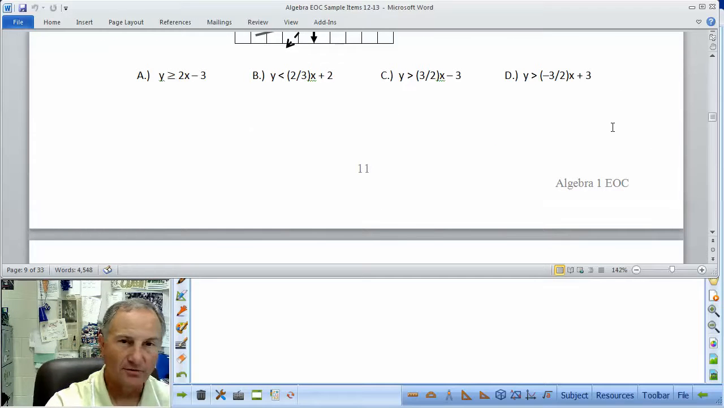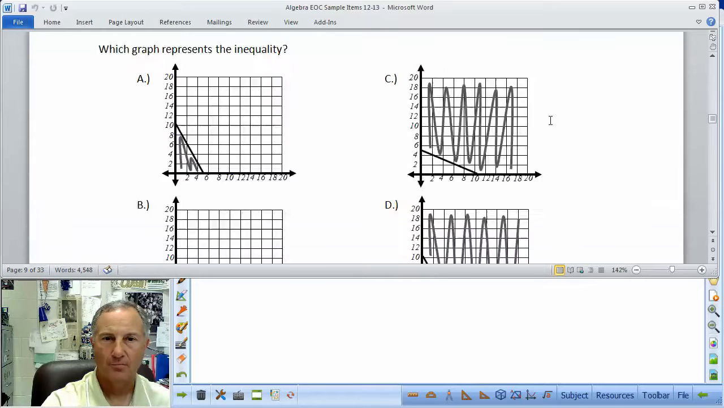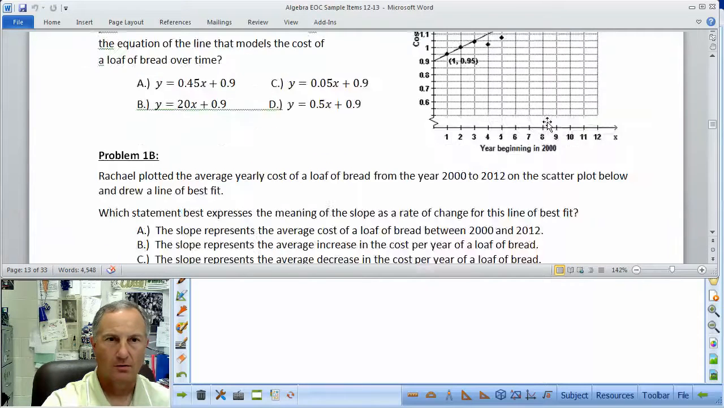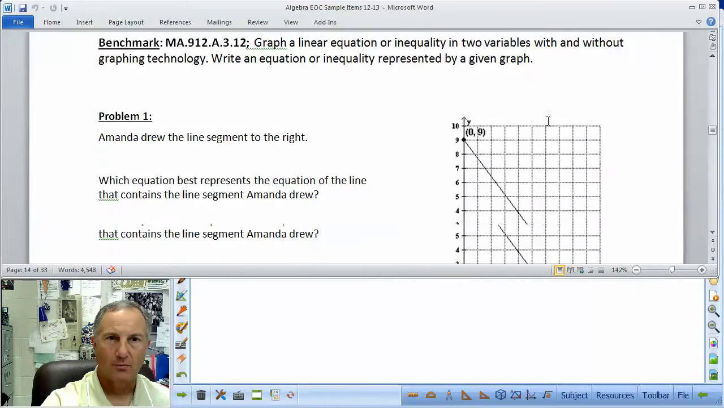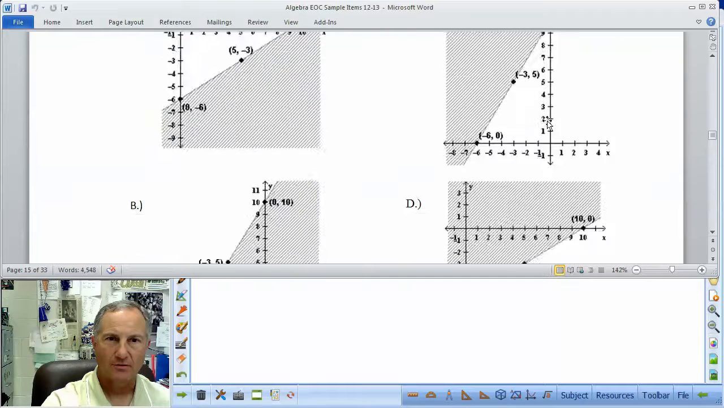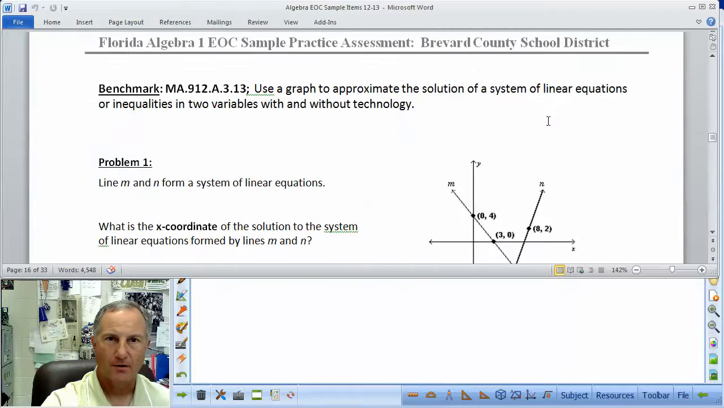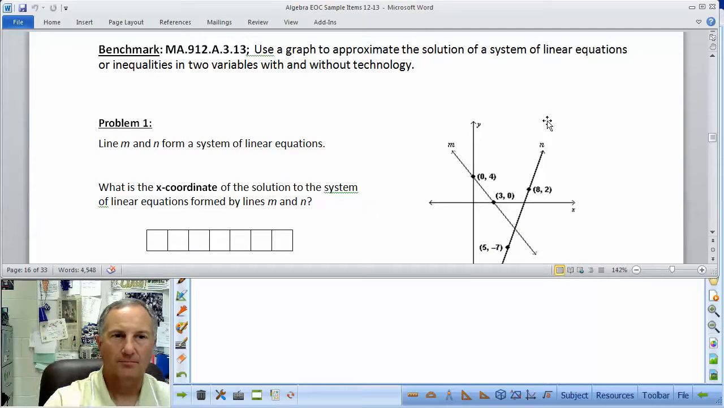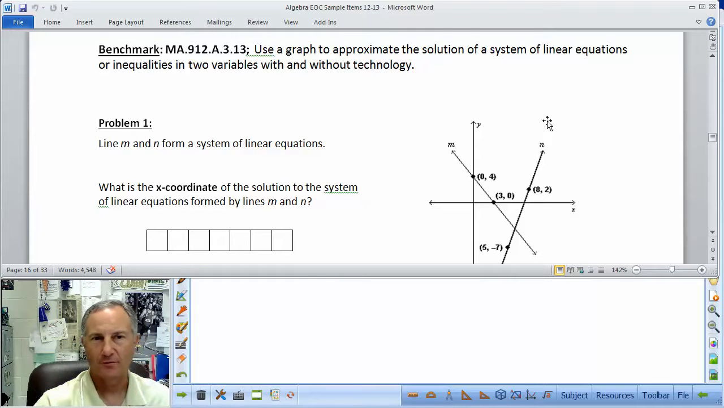It's systems of linear equations. Remember, we did this back in chapter 6. It was a pretty tough chapter. You're going to find some of these problems can get a little long. But here we go. It says in problem 1 that lines M and N form a system of linear equations. What is the x-coordinate of the solution to the system of linear equations formed by lines M and N?